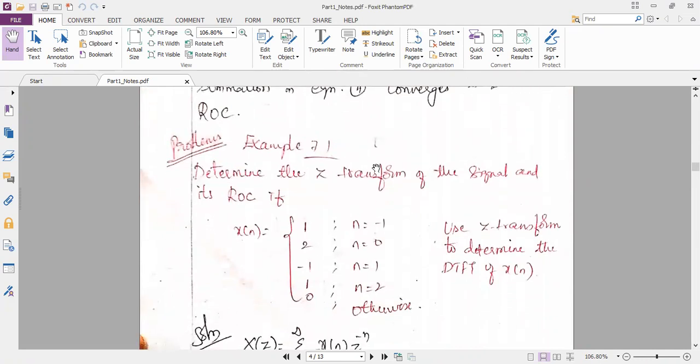Determine the Z transform of the signal and its region of convergence if x of n is equal to 1 when n is equal to minus 1, x of n is equal to 2 when n is equal to 0, it is minus 1 when n is equal to 1, and it is 1 when n is equal to 2, 0 otherwise. So after determining the Z transform, here they have given one more additional question. Use the transform to determine the DTFT of x of n.